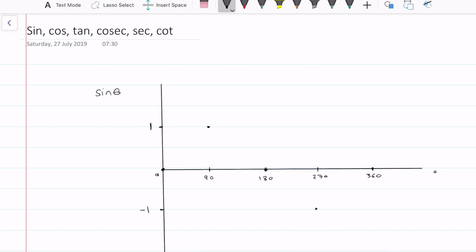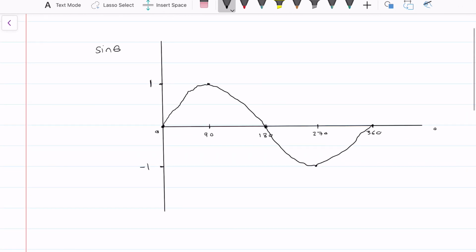I might not draw it nicely, but let's see if I can get the general shape of it. It's a nice curve, essentially, taking away the bumps. So it should be a curve. Let me try to do that a little bit better. Okay, so it looks something like that. So it looks a bit better.